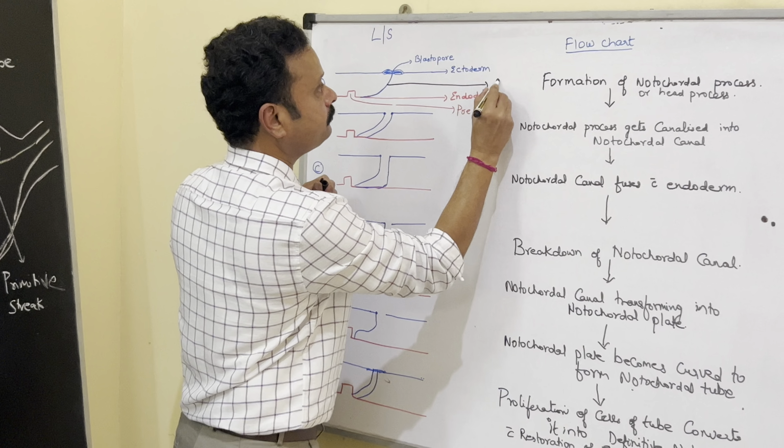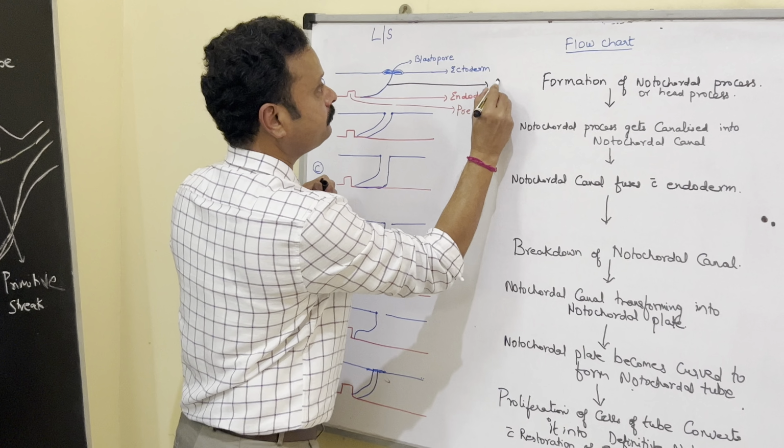Then that notochordal plate becomes curved and forms the notochordal tube. So this notochordal plate is becoming curved here, and this is now called the notochordal tube. Then the proliferation of the cells of the tube converts the notochordal tube into the definitive notochord. Finally, the definitive notochord is formed. This is the definitive notochord.